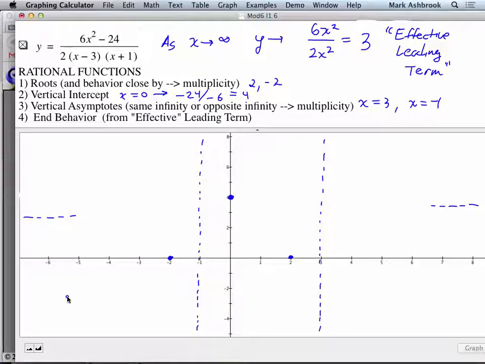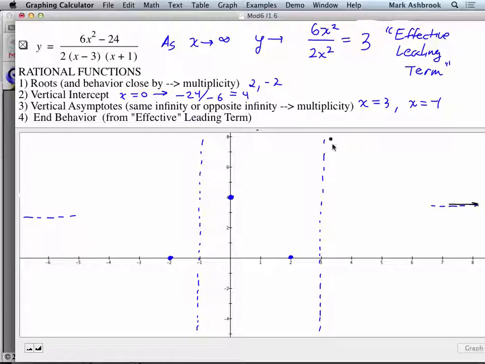So now we can put it all together and sketch this graph. I'll sketch it in black. It's going to get really, really close to 3 out at the ends. And we know that as we get close to this vertical asymptote from the right, it's going to do one of two things: really large positive or really large negative. But we know which one it has to be. Which one does it have to be and why?